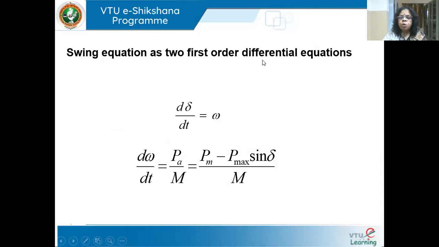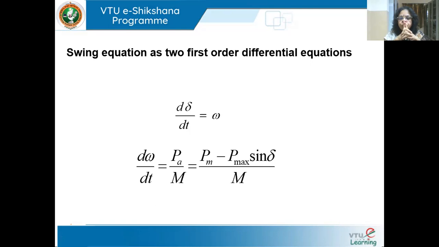So this is the general equation. The swing equation we have already seen is M d squared delta by dt squared. One variable x will be delta and the other variable y will be omega. So d delta by dt corresponds, relating to my previous discussion, to dx by dt, that is equal to omega, and d omega by dt, which is d squared delta by dt squared, is equal to Pa by M. We have seen this in many problems also. The accelerating power is the mechanical power Pm minus the electrical power, and the electrical power is given by Pmax sine delta.